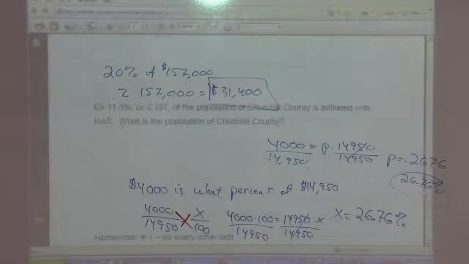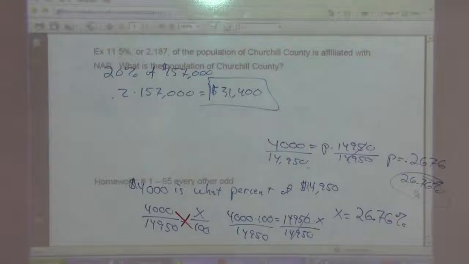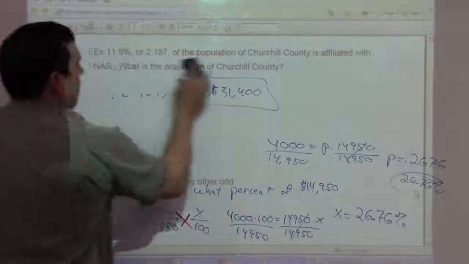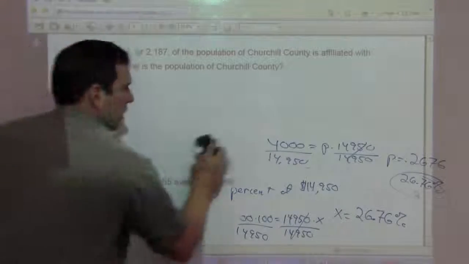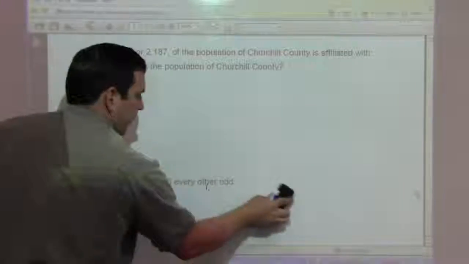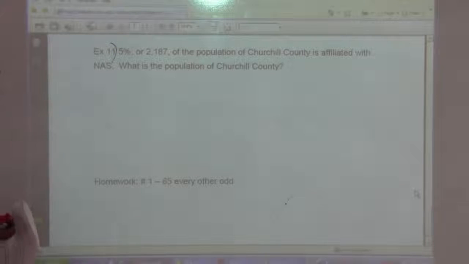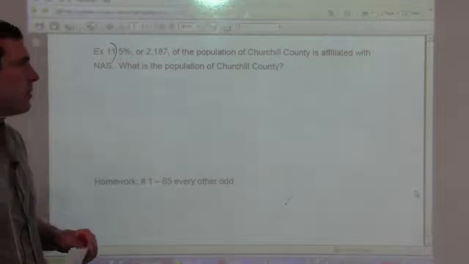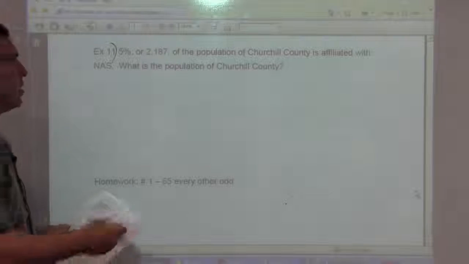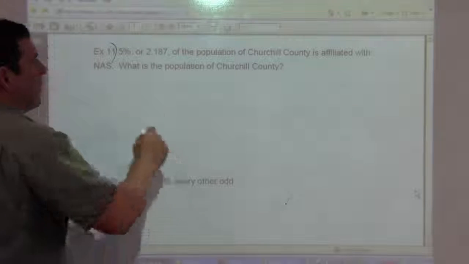I'm going to scroll up. Number 11. This is 11. It's not 115%. That's the number 11. Example 11 says 5% or 2,187 of the population of Churchill County is affiliated with the Naval Air Station. What is the population of Churchill County?